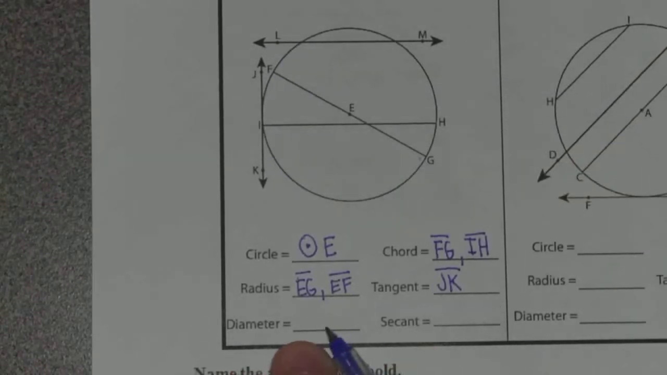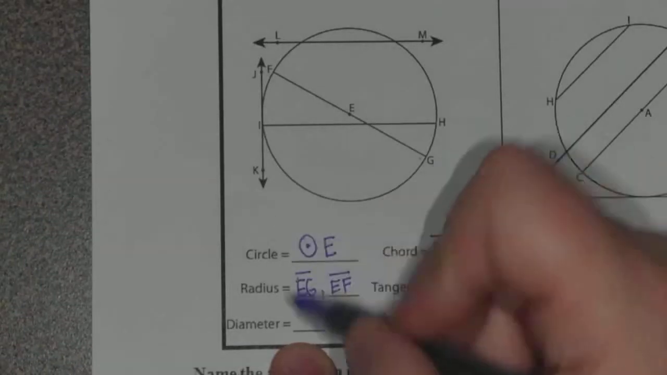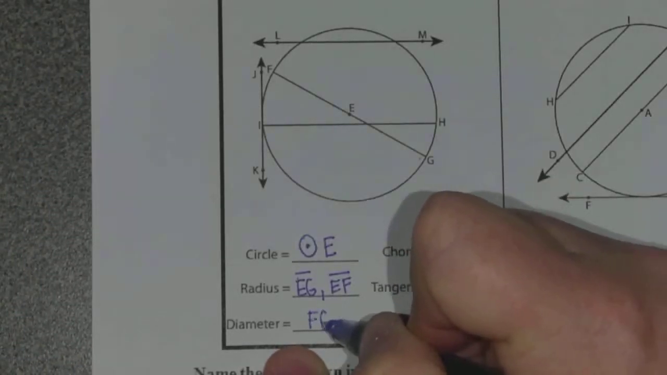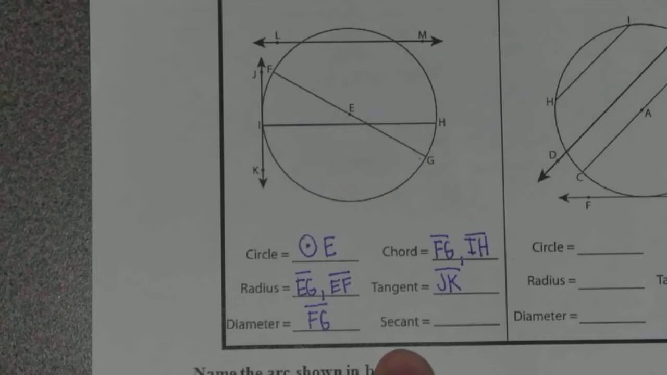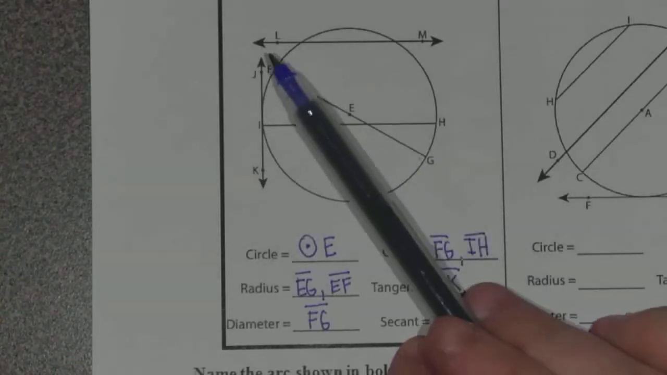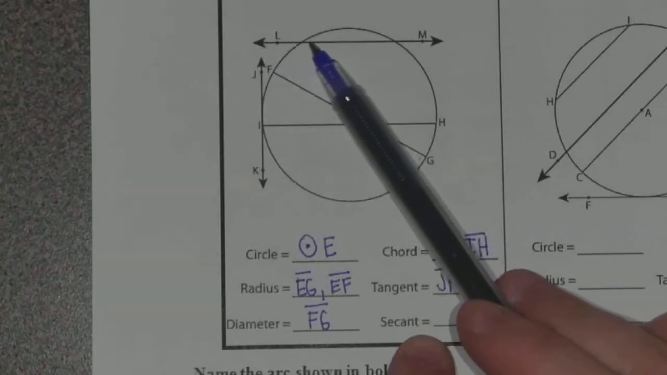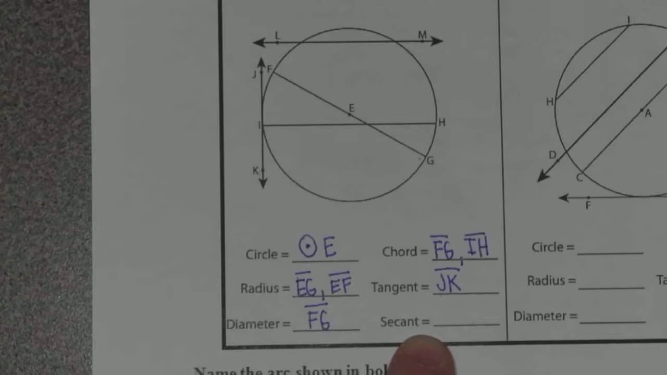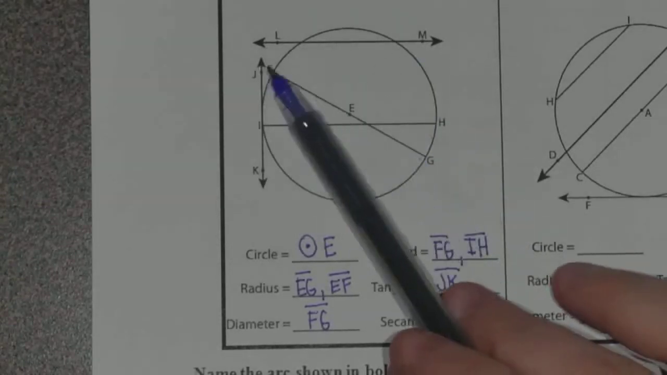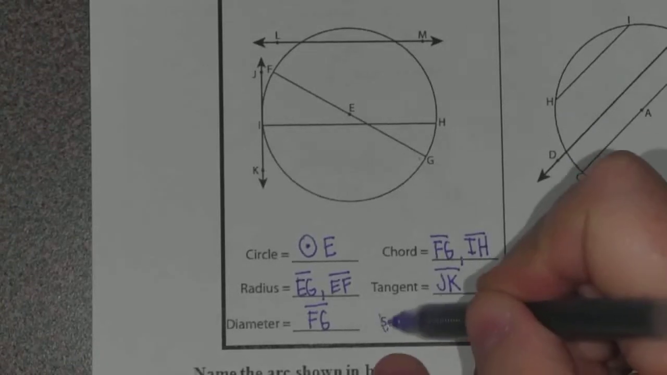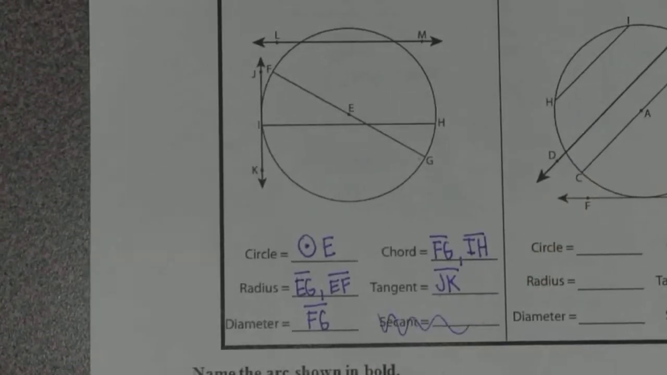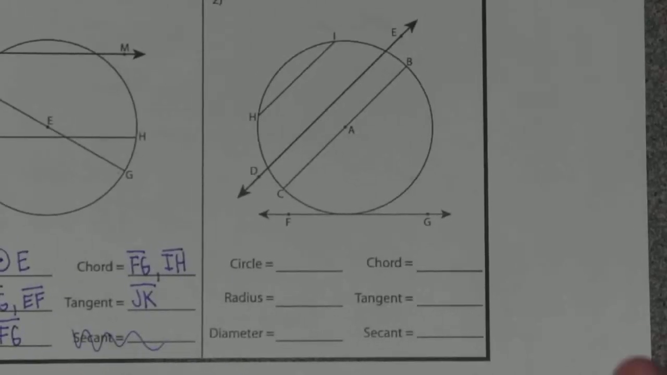Okay. Diameter? FG, we already said that. It's a chord and a diameter. So secant is the only one that we didn't talk about. Anybody know what a secant is? It's a line that touches the circle twice instead of a segment. Okay, but we're not doing secants today, or actually this entire chapter, so we're not going to worry about that. Okay. Oh, good for you. Awesome.